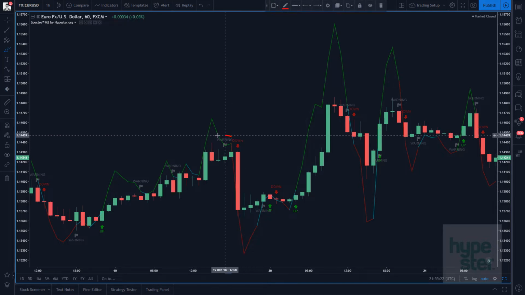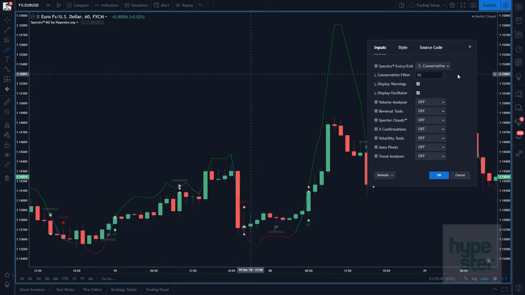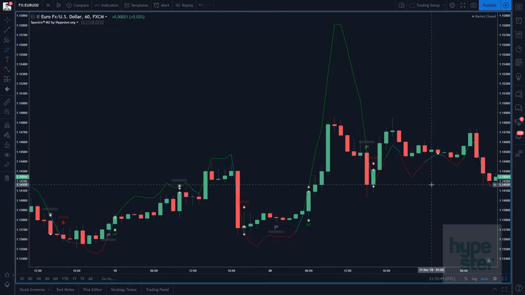Honestly, if you're using the oscillator, the warning is a little redundant, but if you don't like to use the oscillator, I would say that the warning is pretty damn cool, especially if you're using conservative filters, really strong conservative filters. I like to use the warnings. The warnings with conservative filters are great.